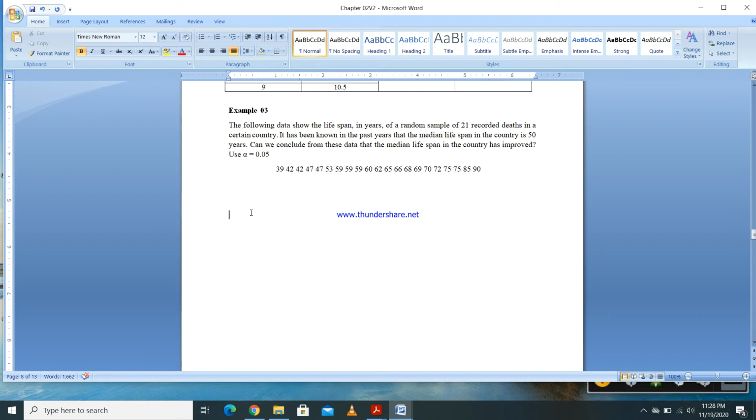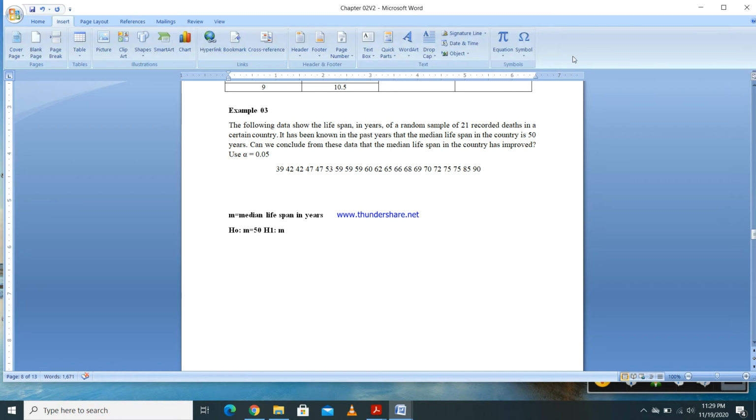The first thing is we need to write the hypothesis. If I take M as the median lifespan in years, then the H naught would be that the median lifespan is equal to 50, where my H1 would be that the median lifespan is not equal to 50. I'm sorry, there's a small mistake.